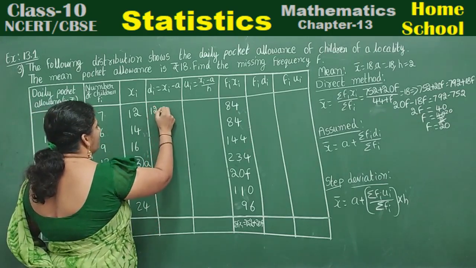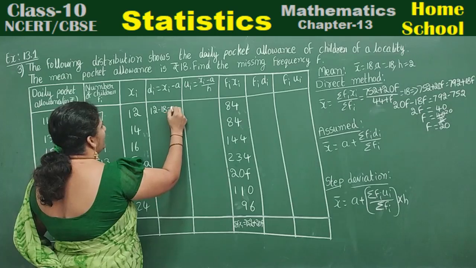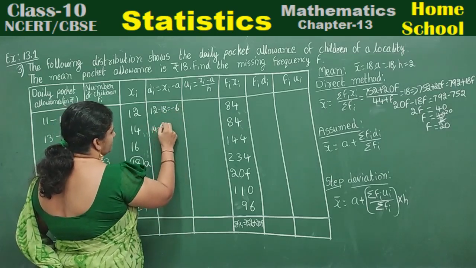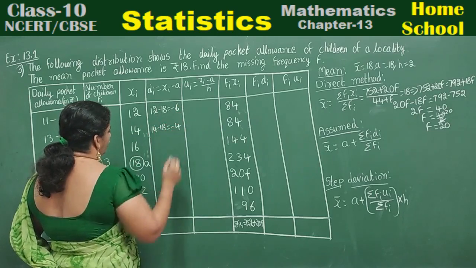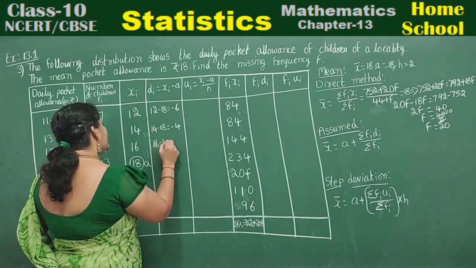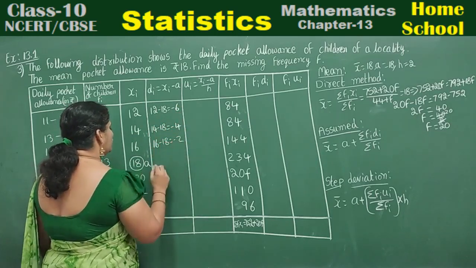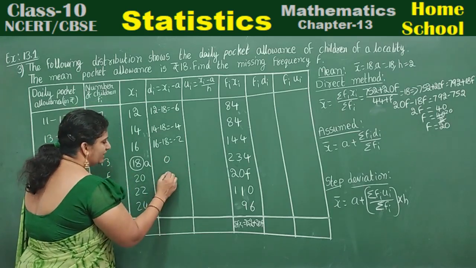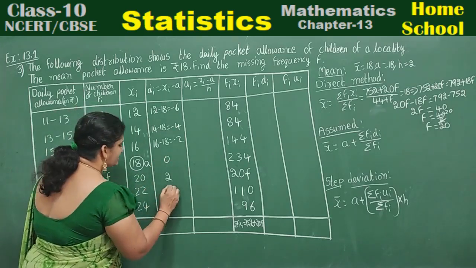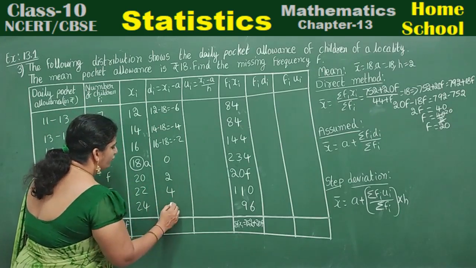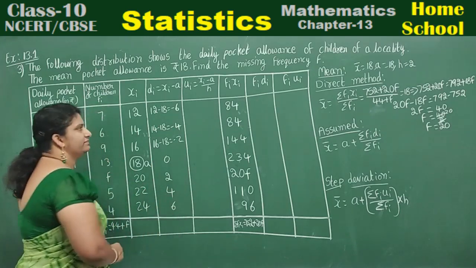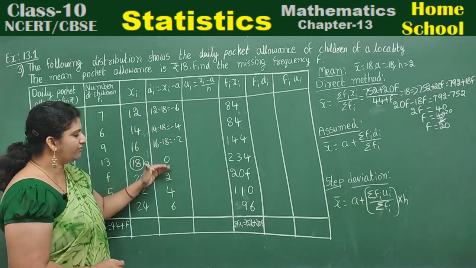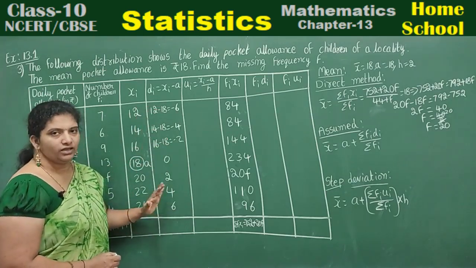12 minus 18. It will be minus 6. 14 minus 18. Minus 4. 16 minus 18. Minus 2. 18 minus 18. 0. 20 minus 18. 2. 22 minus 18. 4. 24 minus 18. 6. Okay, you need to calculate all like this only. I have done directly here. Now next step.